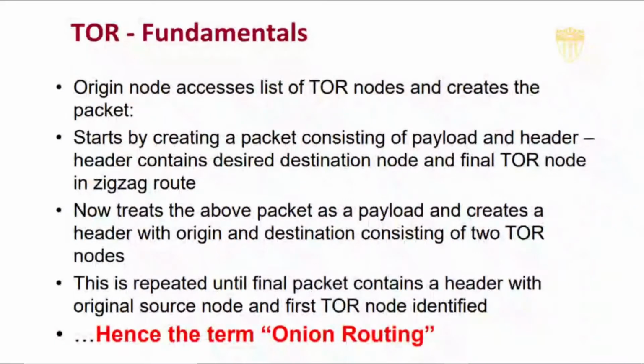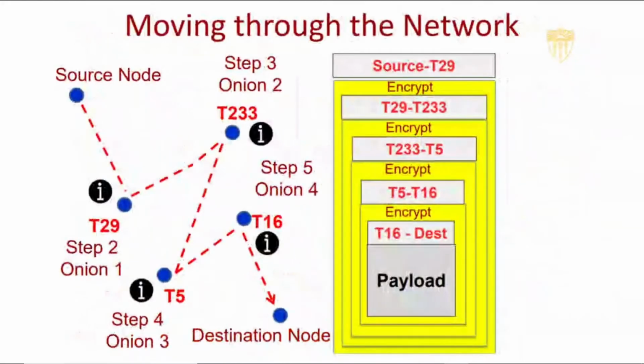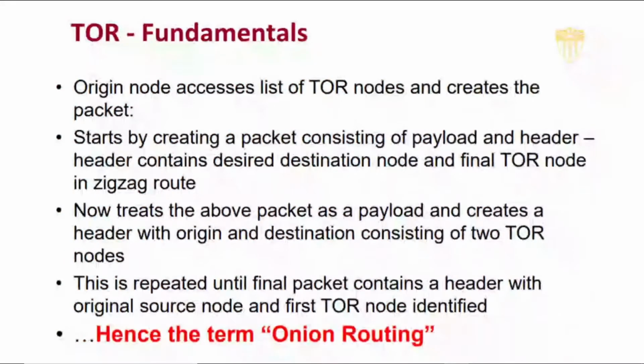Another important situation here is that the final packet contains the header with the original source node, and the first Tor node is identified. The reason is that if the destination node needs to send a packet back to the source node, then it has to know what the source node is. It knows two things: the source node as well as the node before it. In this situation, it would be T16. So it will know, okay, this is the source node, this is T16, this is what has to be in the header, this is what is in the payload. I don't know the information, so let me send it back. It sends to T16, but knowing that it'll eventually end up in the source node.